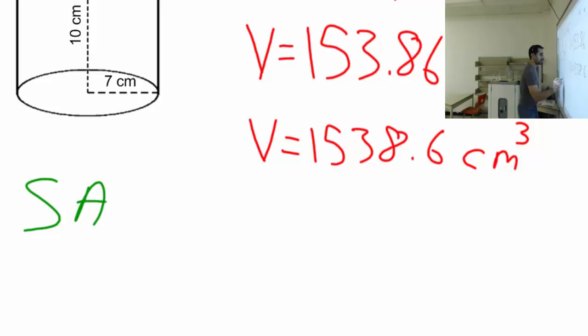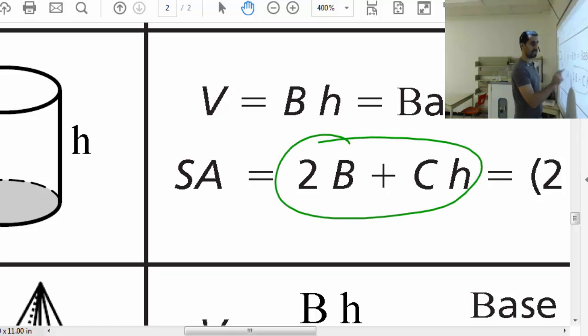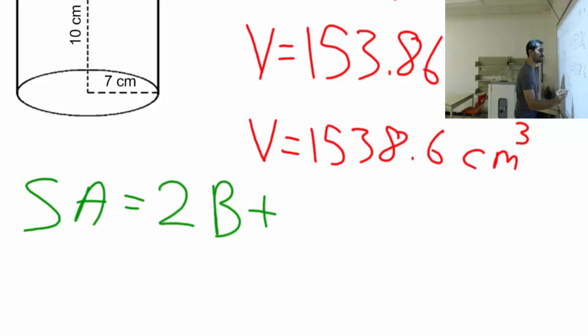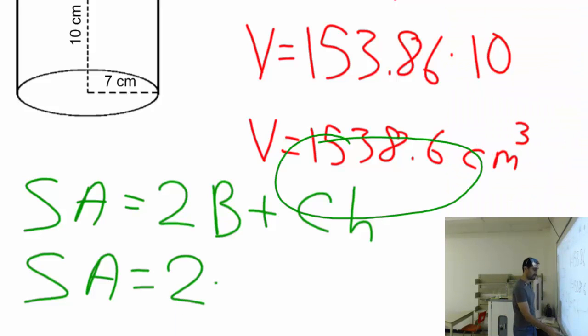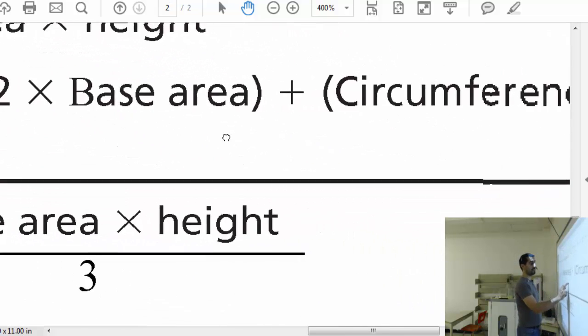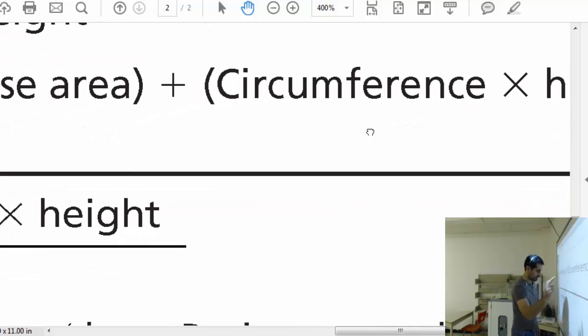Surface area equals, the formula for the surface area is 2B plus Ch. Seems like chicken to me. 2B plus chicken. Let's go ahead and write that down. Surface area equals 2 times B. Probably this is the base. Let's just make sure. Yes, it's the base area. How about Ch? It stands for circumference and the height. All right.